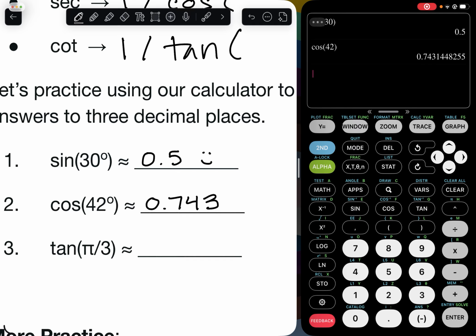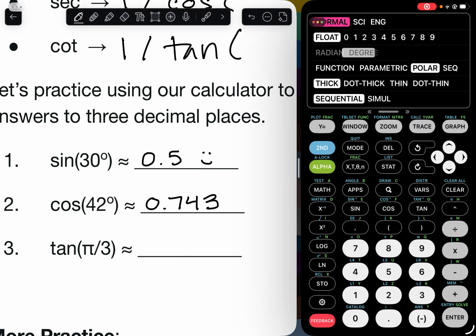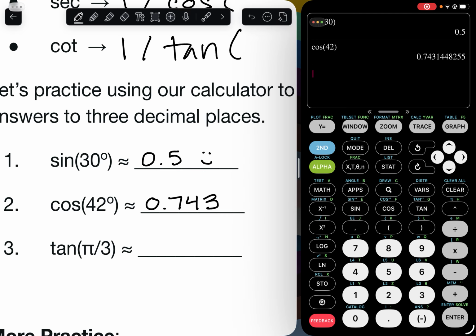All right, so the next one, we want tangent of pi over 3. And I know that pi over 3 is in radians and not degrees. So I need to adjust my mode setting before I do my plug and chug. So mode, radians. I go back home, second quit, and then I'm going to do some calculations.